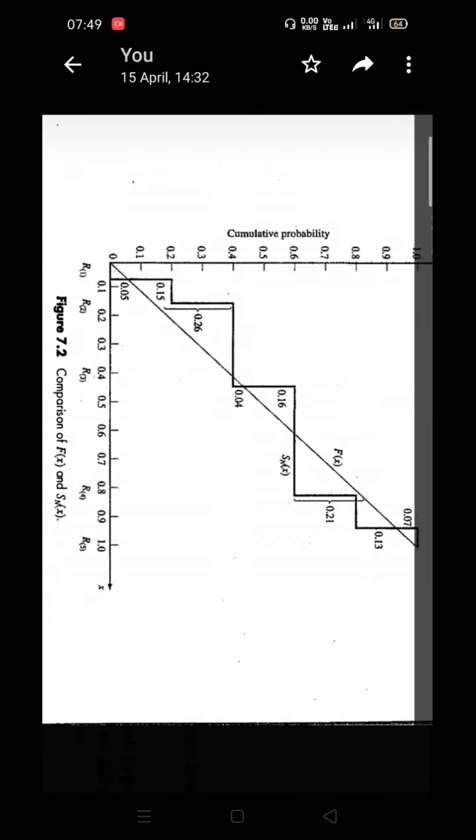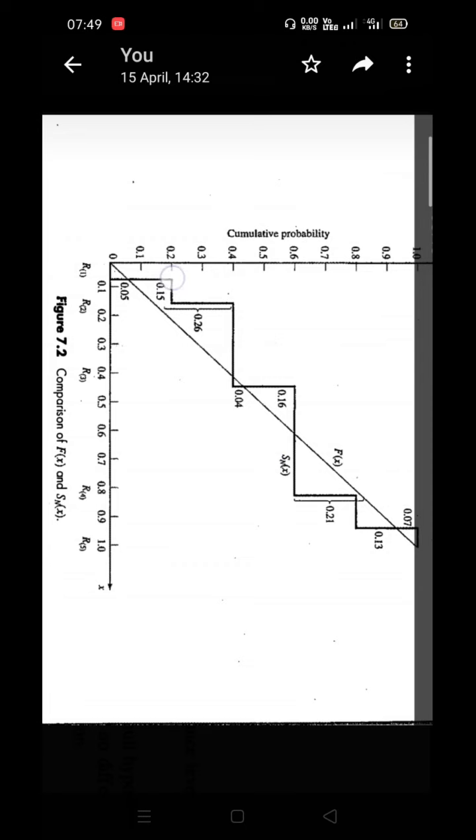So 1 divided by 5 gives 0.2. 2 divided by 5, 0.4. 3 divided by 5, 0.6. 4 divided by 5, 0.8. And 5 divided by 5, 1.0. These values you are getting. The probability values are 0.2, 0.4, 0.6, 0.8 and 1.0. The same has to be located on the y-axis, because the y-axis represents the cumulative probability.